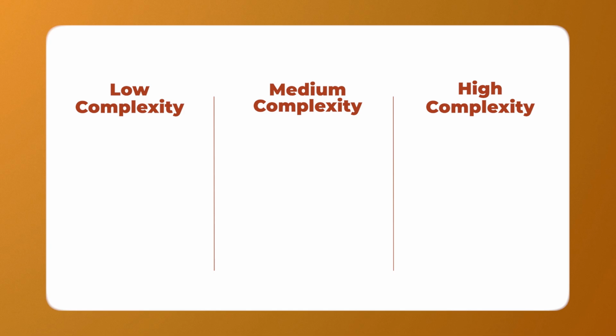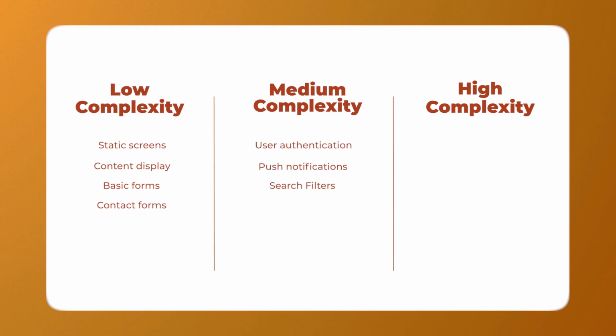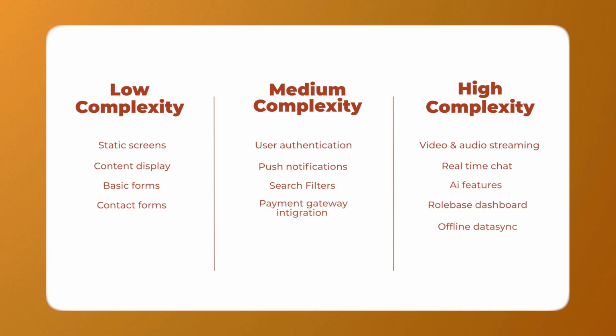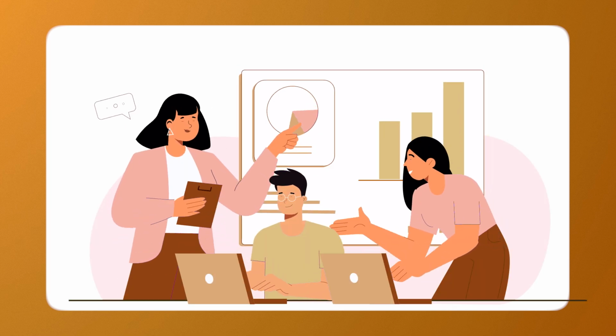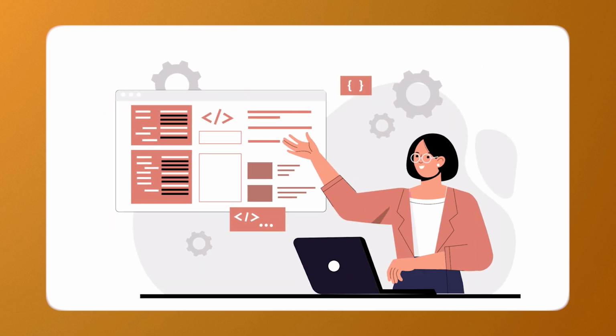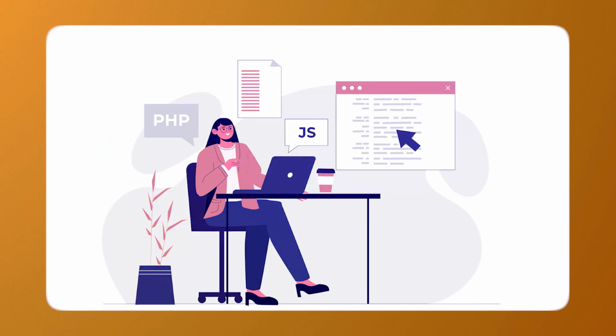At the low complexity, we can expect things like static screens, content display, basic forms, as well as contact forms. For medium complexity, you can expect user authentication, push notifications, search filters, and payment gateway integration. Finally, at the highest tier, you can expect video and audio streaming, real-time chat, AI features, role-based dashboard, and offline data sync. Each added layer not only adds development hours, but also increases the QA, UX, and UI planning, as well as back-end infrastructure requirements.